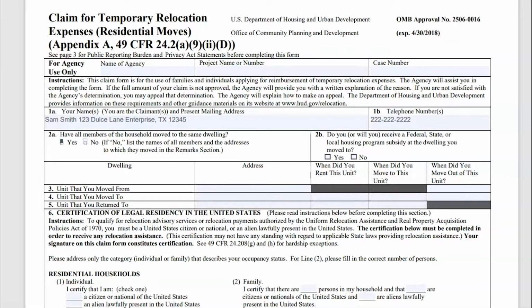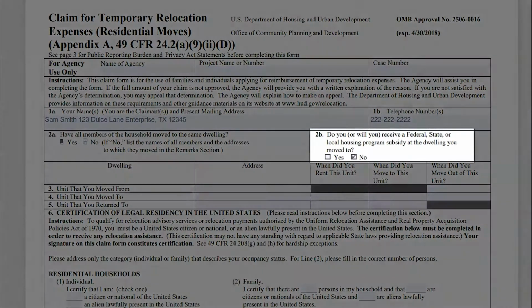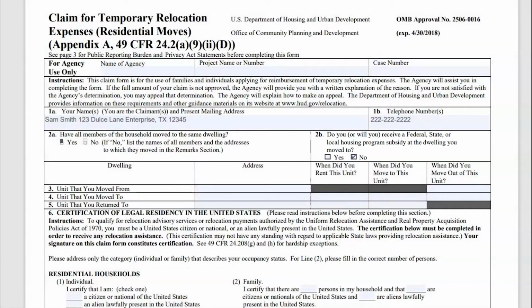Next, in cell 2B, the claimant should indicate yes or no if they do or will receive a federal, state, or local housing program subsidy at the dwelling they moved to. Next, cells 3, 4, and 5 are for information regarding claimants' previous and current addresses. In cell 3, enter the address of the unit the claimant is being temporarily displaced from and enter the date of that move out in the last cell on this row.